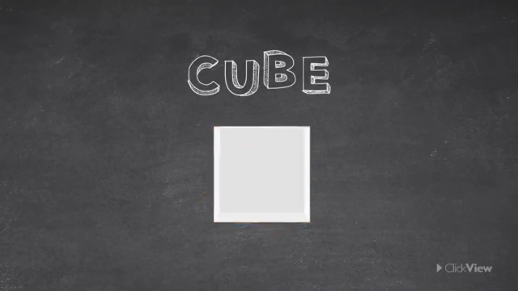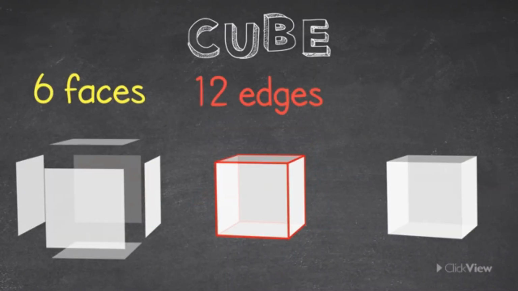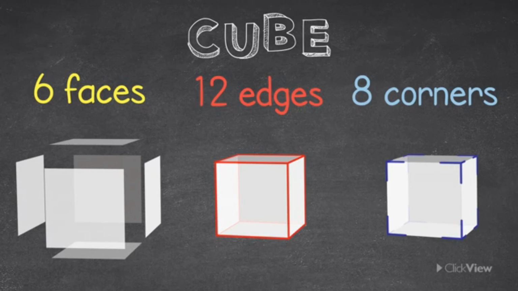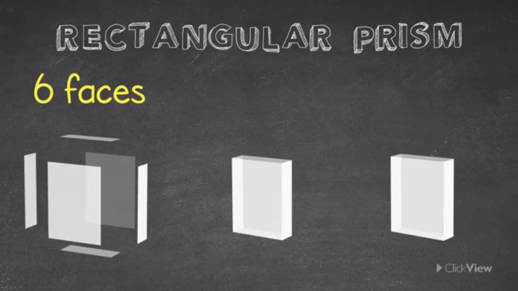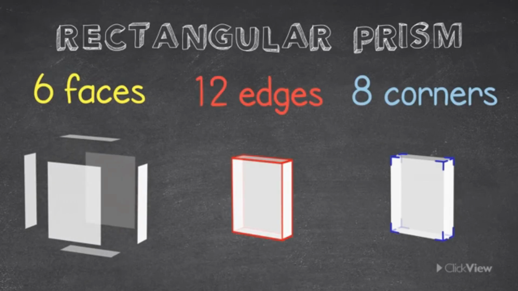Now, this is a cube. The cube has 6 faces, 12 edges, and 8 corners. And now, this is rectangular prism. It has 6 faces, 12 edges, and 8 corners, same as the cube.